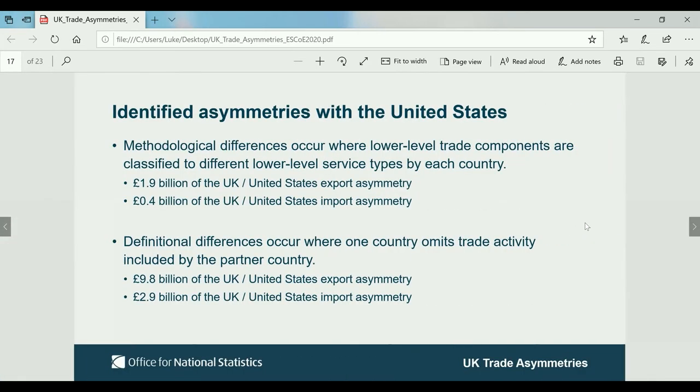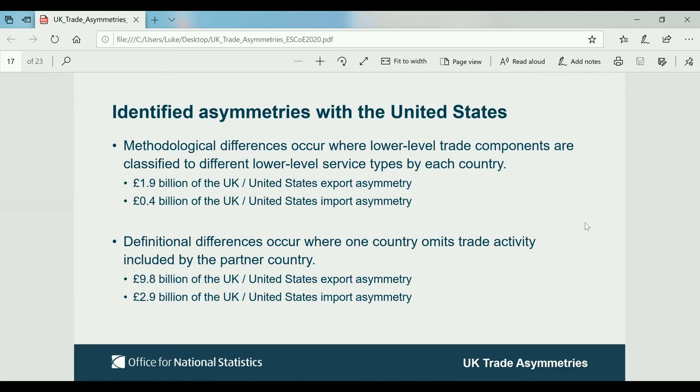So I touched upon these a moment ago. In terms of these lower level trade components, we've been able to identify nearly 2 billion pounds for the export asymmetry and slightly less on the import asymmetry side. And then some definitional differences where the United States omit trade activity that we include. We've got 9.8 billion pounds that we were able to quantify on the export side and nearly 3 billion on the import side. Most of this was comprised of financial services.